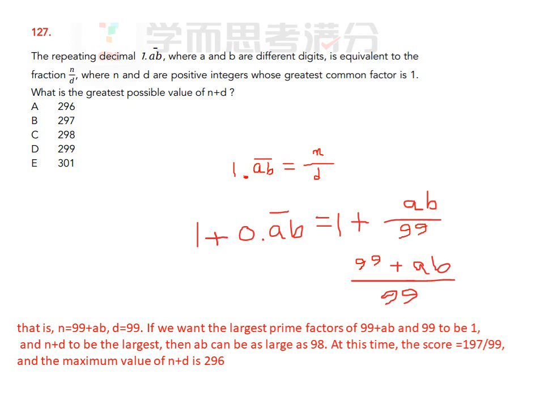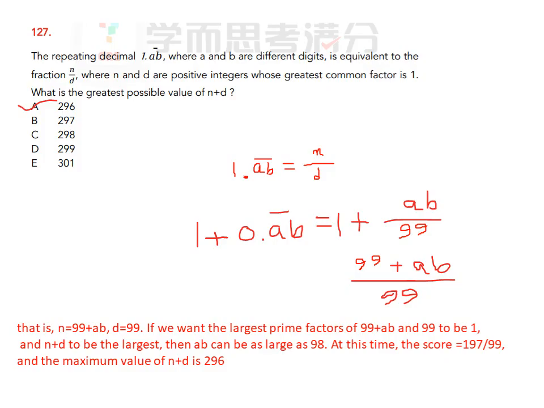That is, n equals 99 plus ab and d equals 99. If we want the greatest common factor of 99 plus ab and 99 to be 1 and n plus d to be the largest, then ab can be as large as 98. So 99 plus 98, I got 197 divided by 99. Now add n and d. n is 197 and d is 99. So 197 plus 99 equals 296. That is option A.